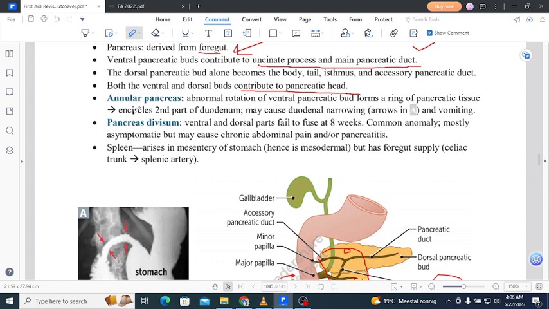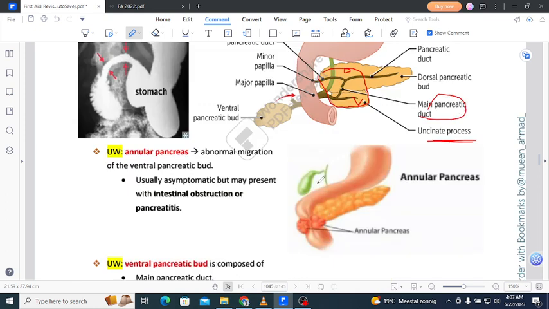What is annular pancreas? The abnormal rotation of the ventral pancreatic bud forms a ring of pancreatic tissue. It encircles the second part of the duodenum and may cause duodenal narrowing and vomiting. As you can see in this picture, this is the ventral bud, which was supposed to come and join the dorsal bud behind the duodenum.